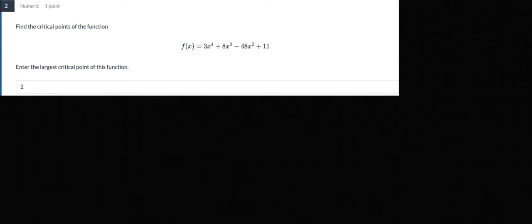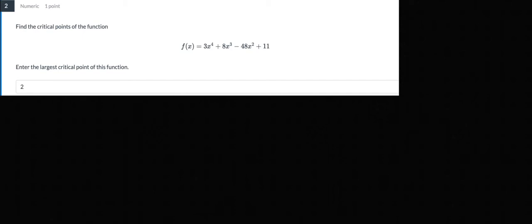Here's the second problem on the practice midterm. It's asking us to find the critical points of the function f of x equals 3x to the fourth plus 8x cubed minus 48x squared plus 11.